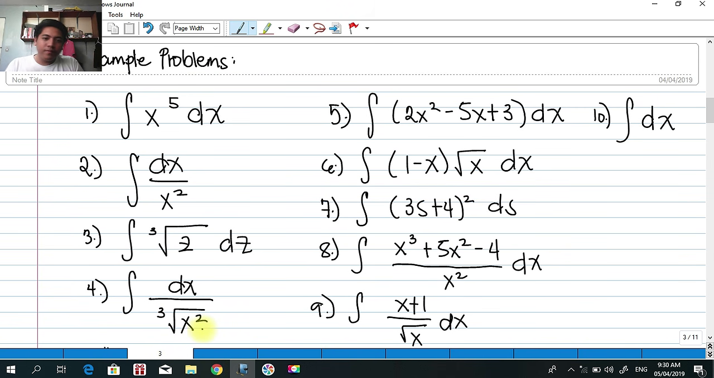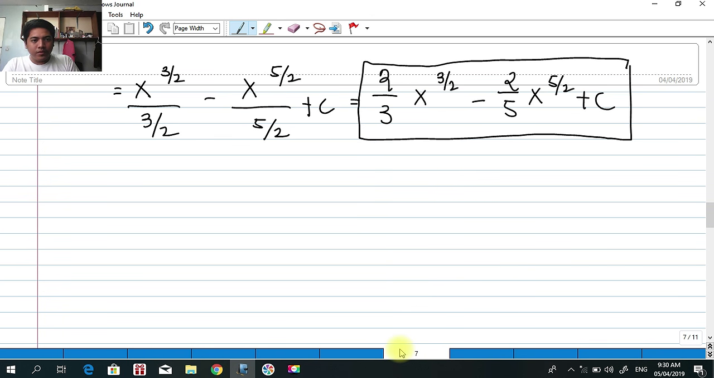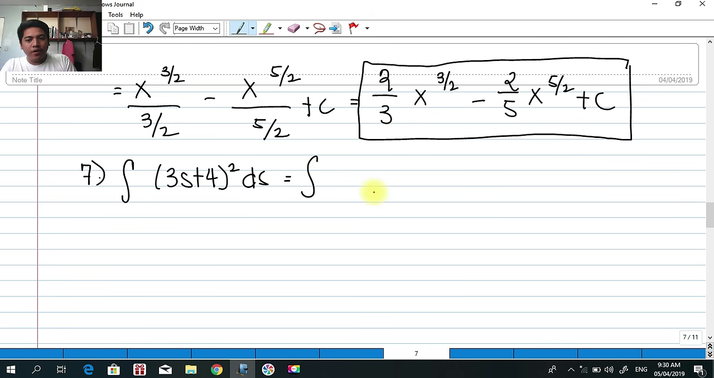So for number 7, we're going to solve again the quantity 3s plus 4 squared. So we have number 7, the integral of 3s plus 4 squared ds. So first, we're going to expand this binomial. So we have 9s squared plus 4 times 3, that's 12, times 2, that is 24s plus 16, okay, ds.